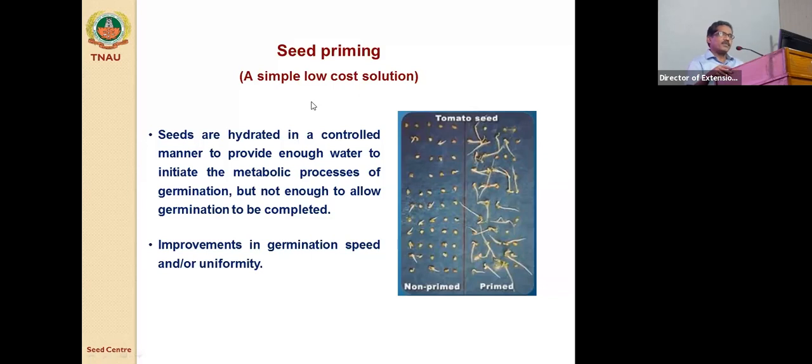And immediately after that, we are taking back the seeds and drying back to the original moisture content. At that stage, the seed will remain intact as such, because the visible protrusion will not take place. Then whenever you go for sowing, the seed remembers its process of germination where it stopped already, and it continues. Thereby we can get germination 1 or 2 days earlier, as well as uniformity in germination. So that is the mechanism of seed priming.